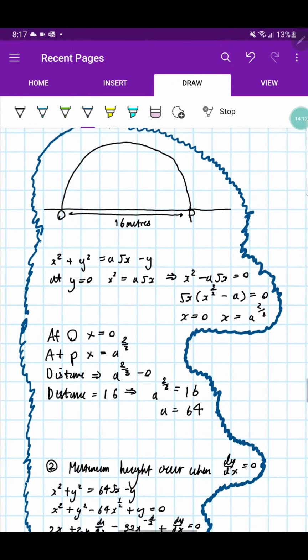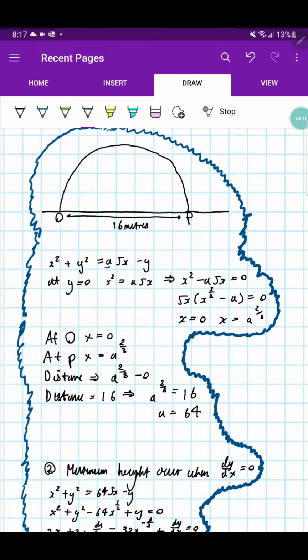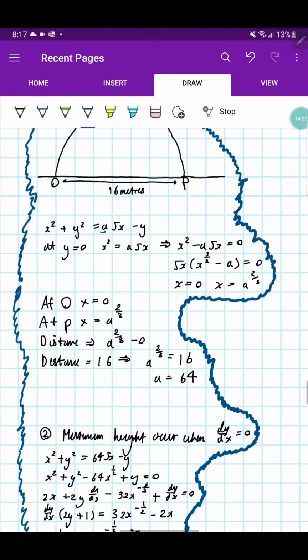Now the next question is going to be implicit differentiation. So we need to find the value of a. We were given that the distance from O to P is 16 meters. So what we do is, we can set y equal to 0 to find this point and this point. But since this is the origin, that's going to be when x equals 0.